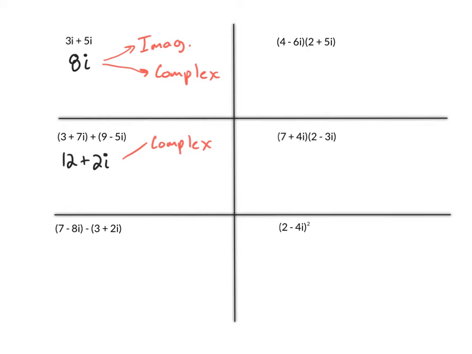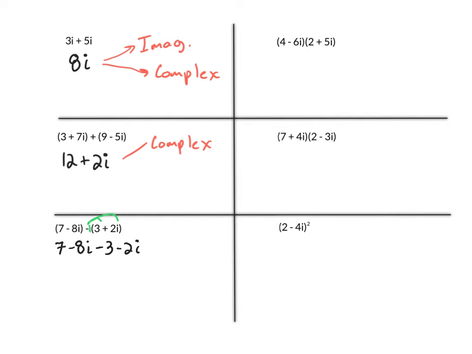All right, moving on to the third problem, we now have subtraction. So it's just like whenever you subtract polynomials, we're going to take that negative in between the two complex numbers. We're going to make it a -1, and we're going to distribute the -1 into the second set of parentheses. So once I distribute, I have 7 minus 8i minus 3 minus 2i. Then we combine like terms.